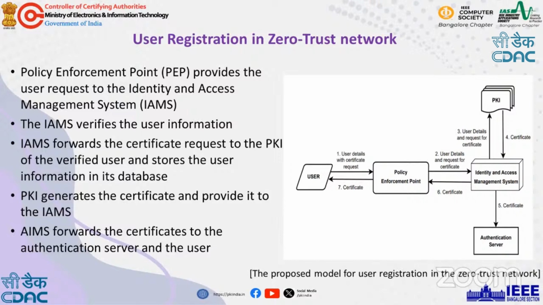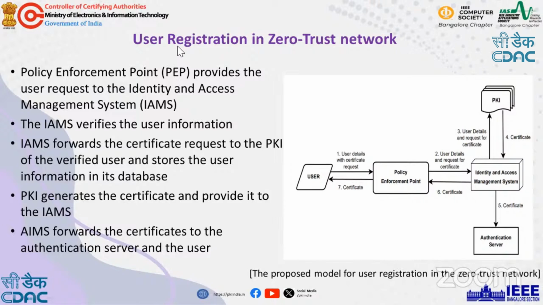First, during the user registration, the user needs to send the user details with the certificate request to the policy enforcement point. Then the policy enforcement point forwards the user details to the identity and access management system, that is IAMS. And this system validates the user identity and sends the validated user identity to the PKI for the certificate generation, and stores the validated user information in the database for future reference.